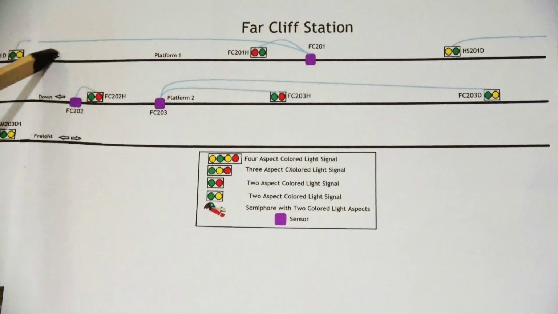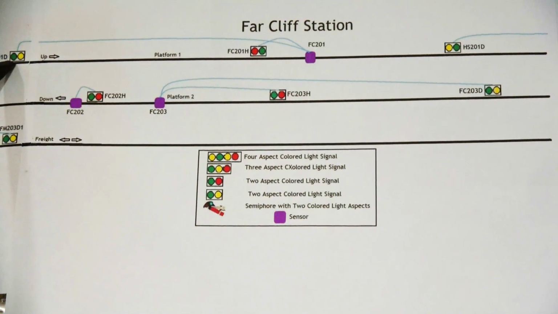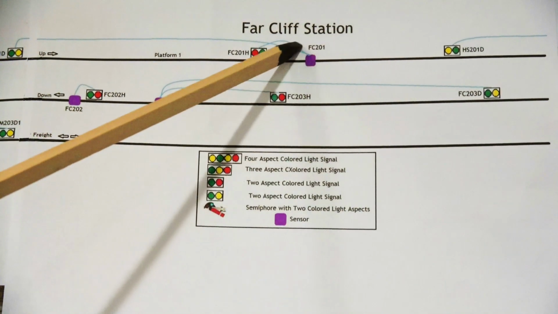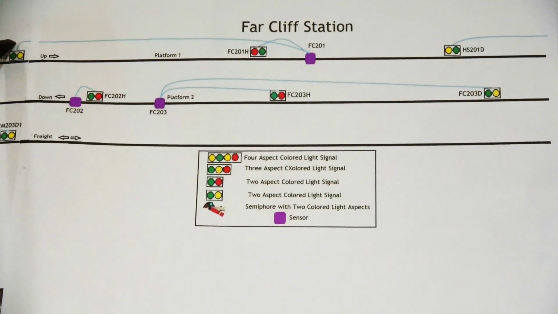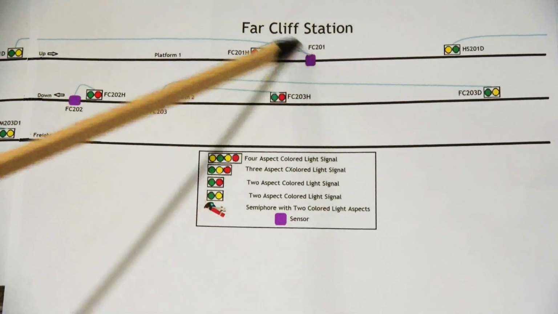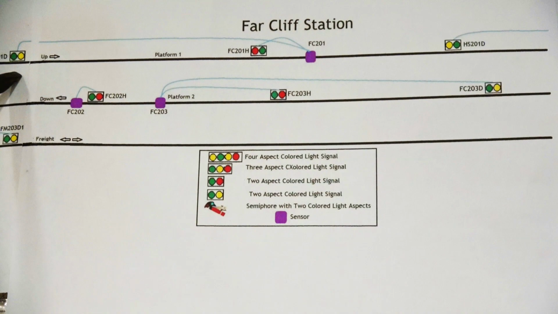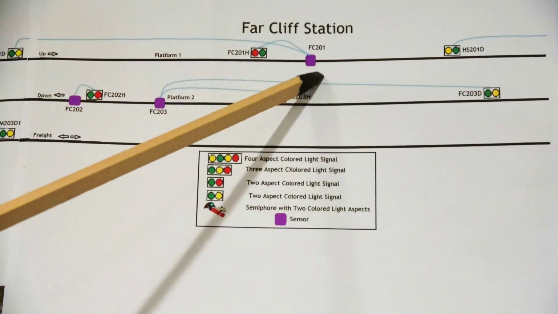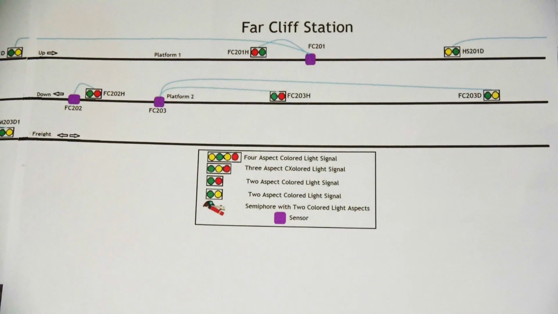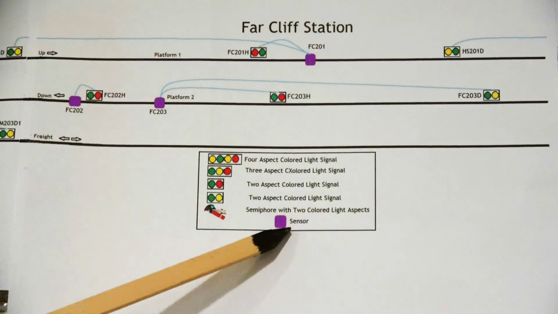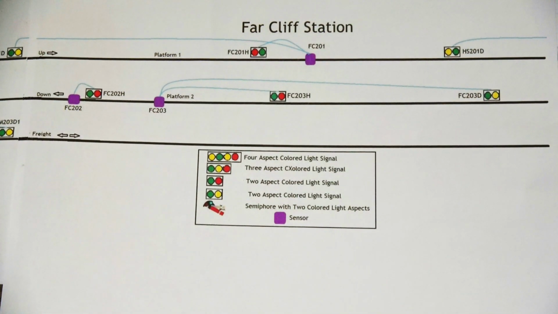Now, one of these signals, of course, is over in the Farmore area. And the light blue line just ties the signals to the sensor so that it's easy to determine, looking at this diagram, what sensor controls what.